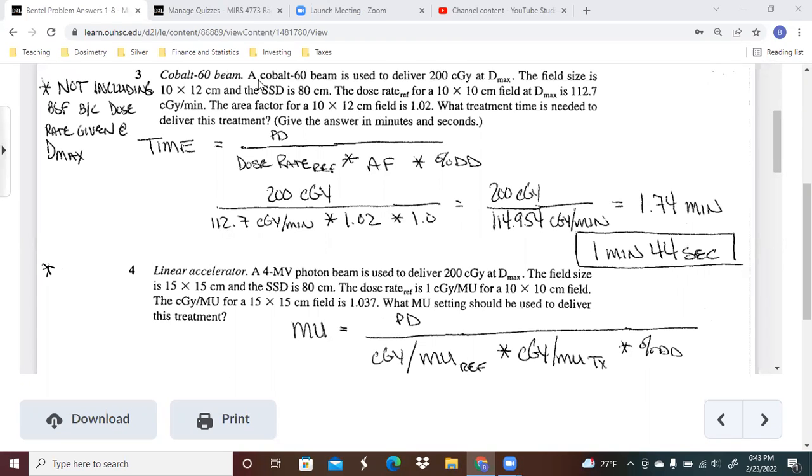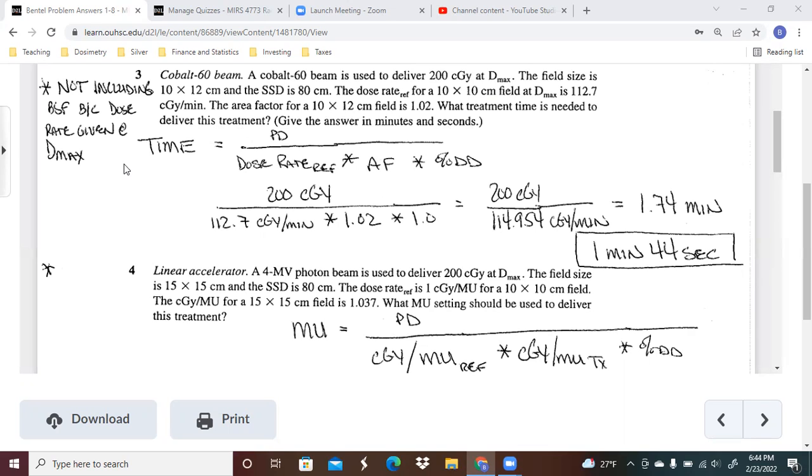So Cobalt 60 beam is used to deliver 200 centigrade at Dmax. The field size here is going to be 10 by 12, and the SSD is going to be 80. So the dose rate for a 10 by 10 field at Dmax is going to be 112.7 centigrade per minute. And the area factor for a 10 by 12 field is 1.02. So what treatment time is needed to deliver this treatment?